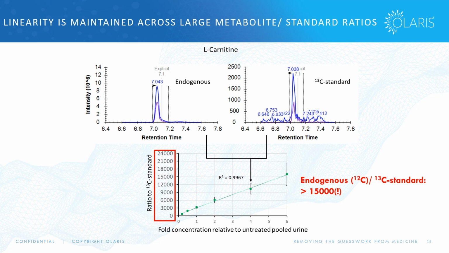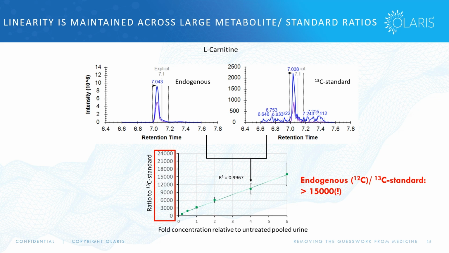We wanted to see, even with those huge intensity differences, with the signal in urine being on the order of millions and for the fertility standard only in the thousands, if we can still maintain a linear signal using this big difference in intensities. And what you can see is that even with extreme ratios in the thousands, we're able to maintain a linear range as well, which I think speaks to the quality of the analysis using our instrument.